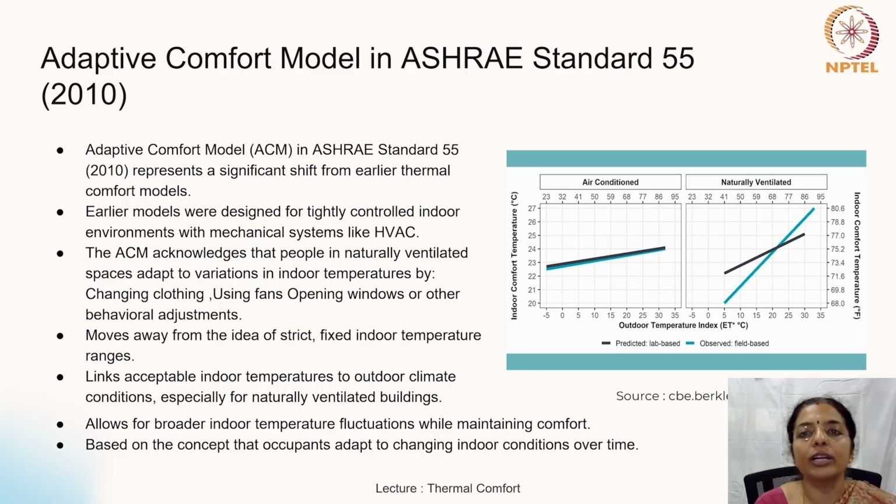This model moves away from the notion of strict fixed indoor temperature ranges. Instead, it links acceptable indoor temperatures to outdoor climate conditions, particularly in naturally ventilated buildings. The ACM allows for broader temperature fluctuations in indoor environments while still maintaining thermal comfort, based on the idea that occupants can adapt to changing conditions over time.